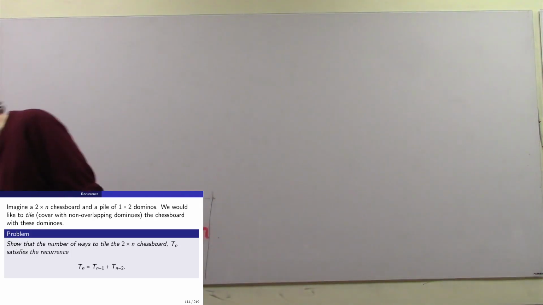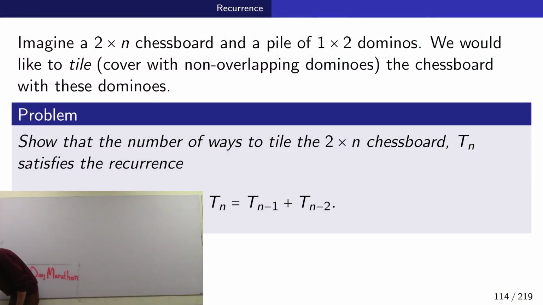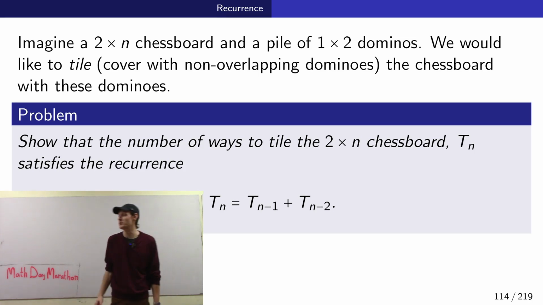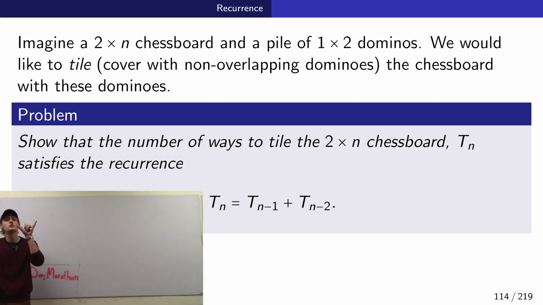But so the question is that here we want to show that the number of ways to tile this chessboard satisfies the recurrence t sub n equals t sub n minus 1 plus t sub n minus 2. And notice this is the same recurrence as we had before. The new term is the sum of the 2 previous ones. So we don't even need the initial conditions, but we can figure them out right now.